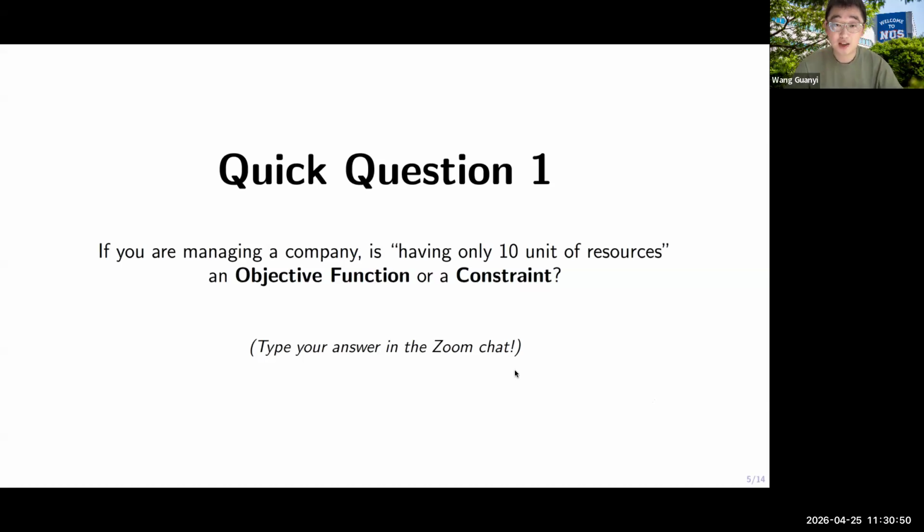That's a constraint. The easiest way to differentiate an objective from a constraint is to ask whether it is the target, something you would like to achieve. This is not. This is something like a constraint or limitation that tells you that we only have this much time or this much money, and we must make our decision within these provided resources.